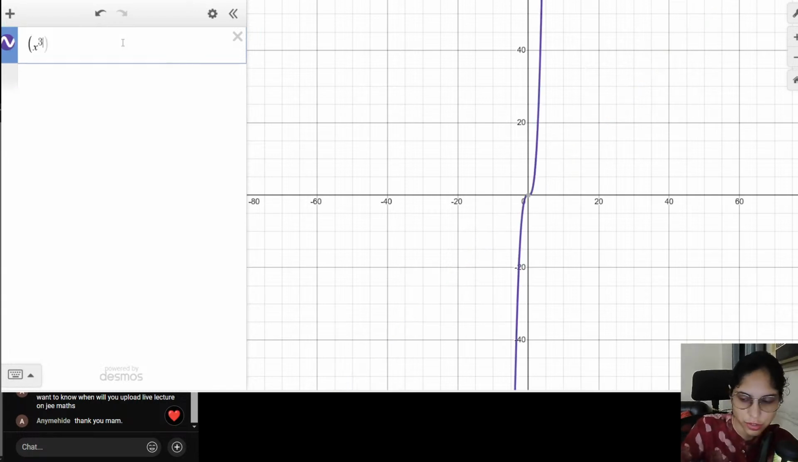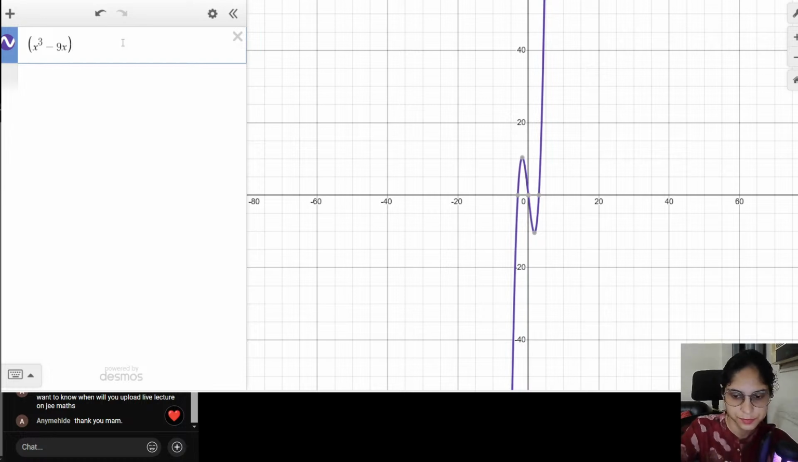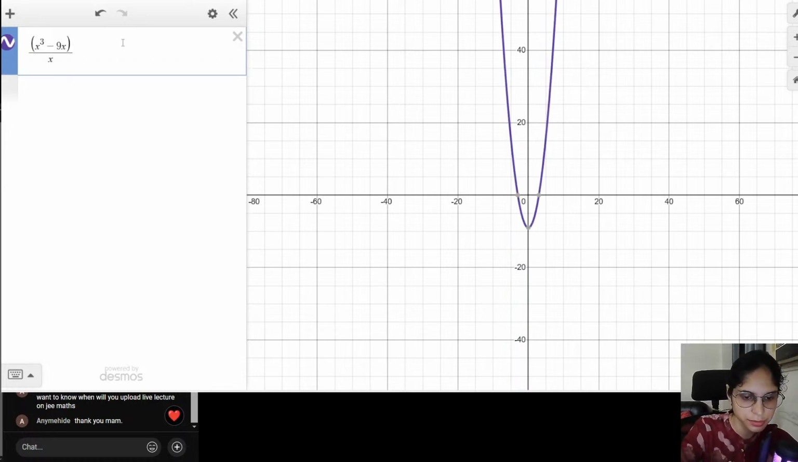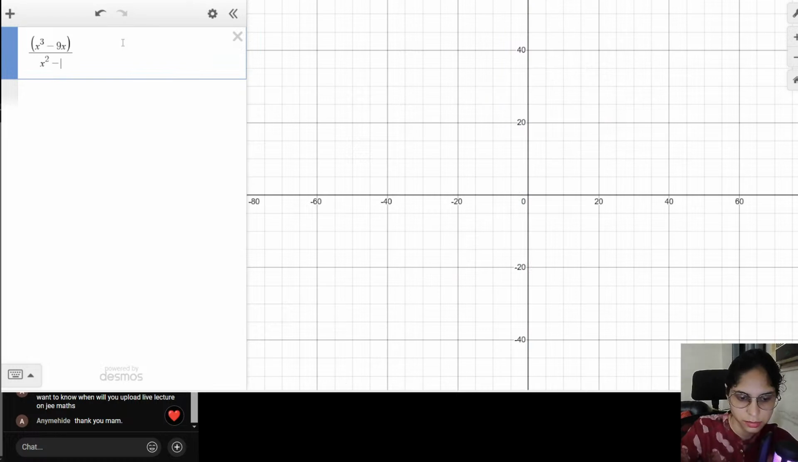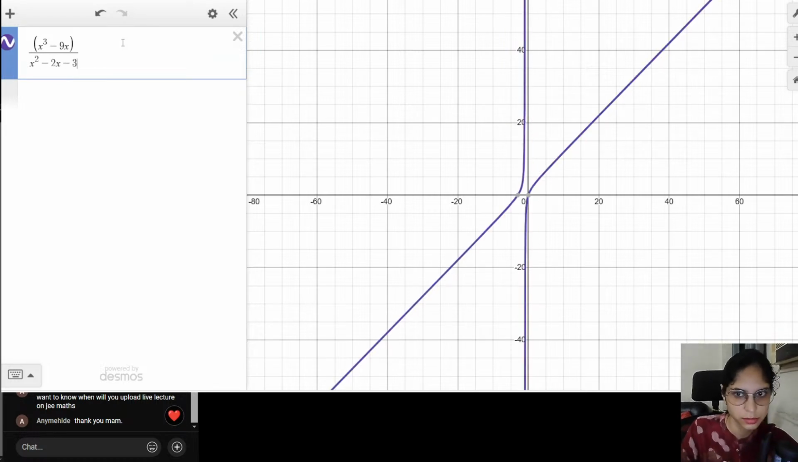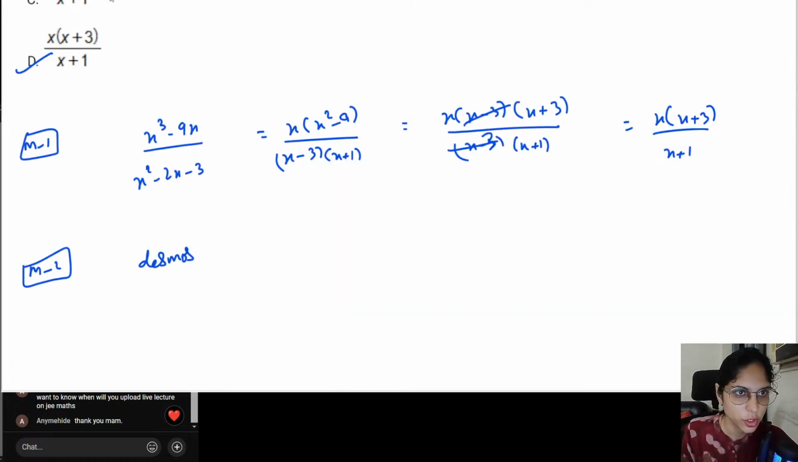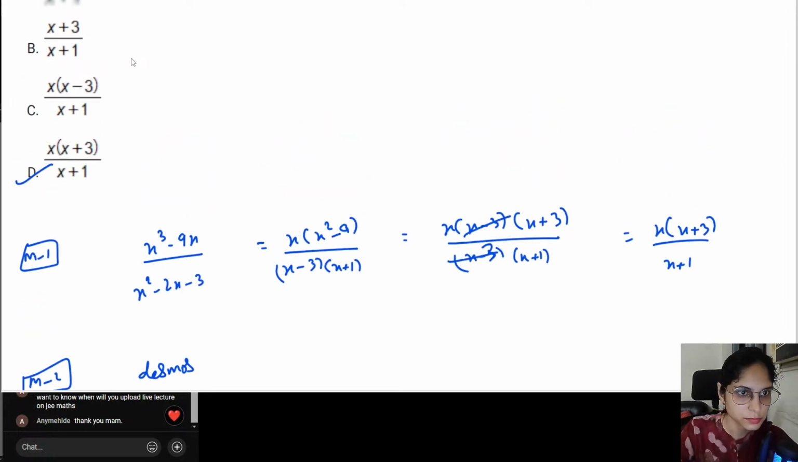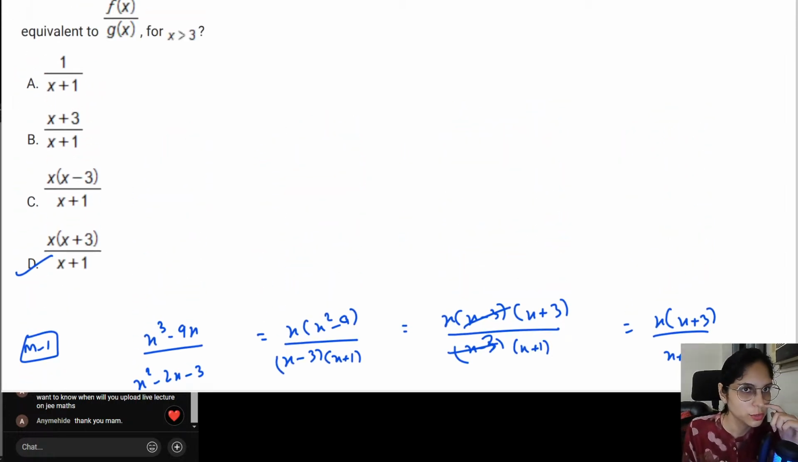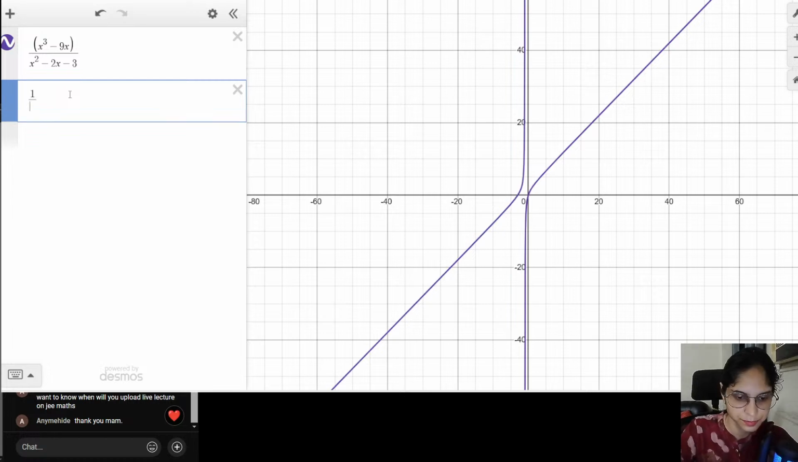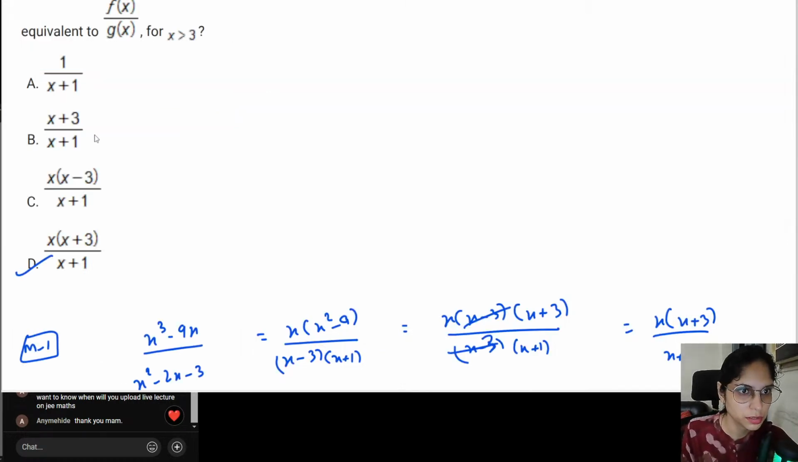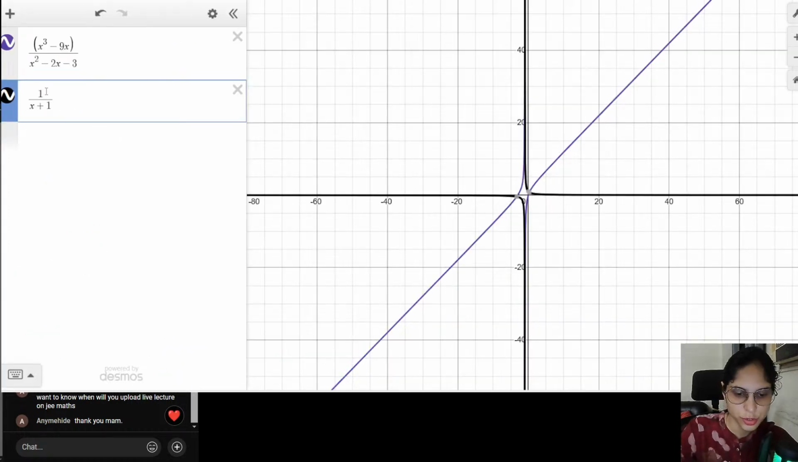Whenever writing a rational function, always use parentheses for the numerator. Denominator, you don't need it. And now the options. 1 over x plus 1. Two different graphs. X plus 3 over x plus 1.